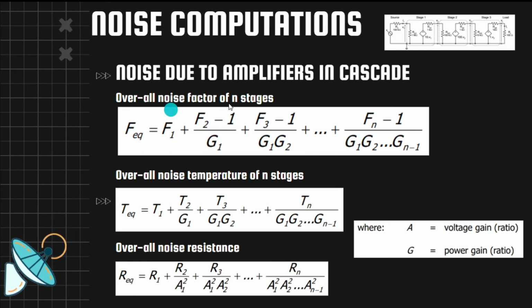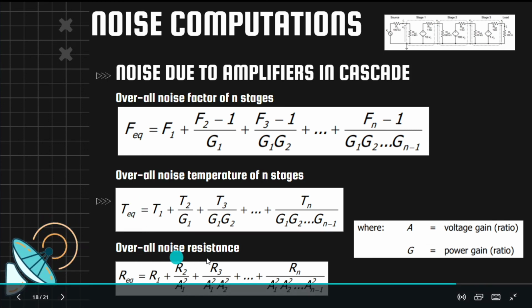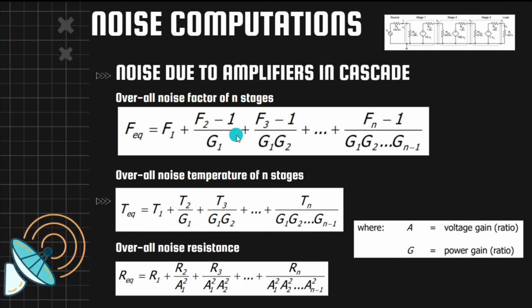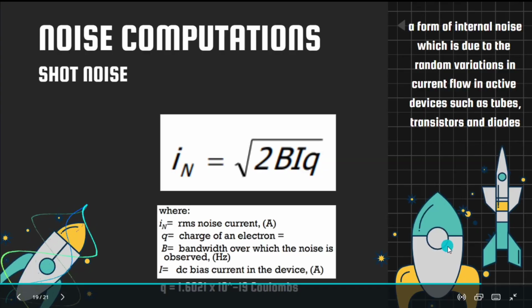Next, we have the noise due to amplifiers in cascade, as we can see here. The overall noise factor of n stages is equal to this equation. The overall noise temperature of n stages is denoted by T sub EQ, and the overall noise resistance is denoted by R sub EQ. In the overall noise resistance, A is the voltage gain ratio, and G, which we can see in the denominator of the overall noise factor and overall noise temperature of n stages, is the power gain ratio.